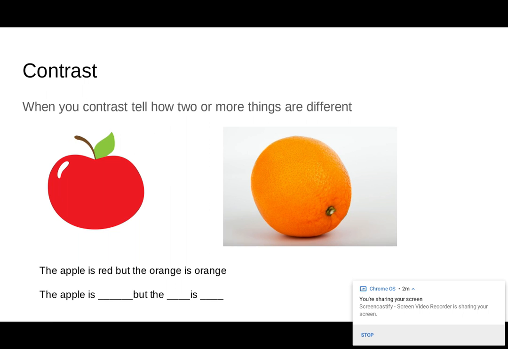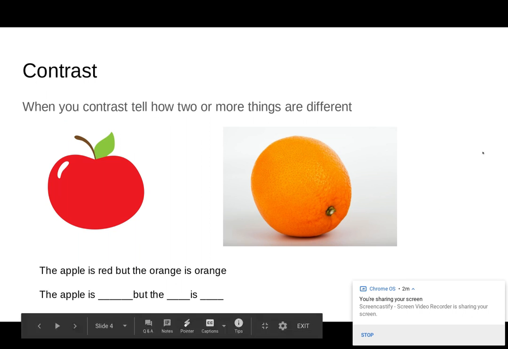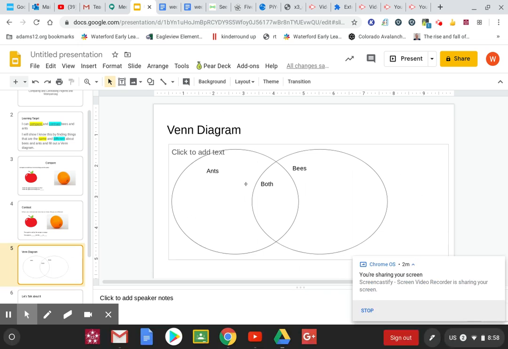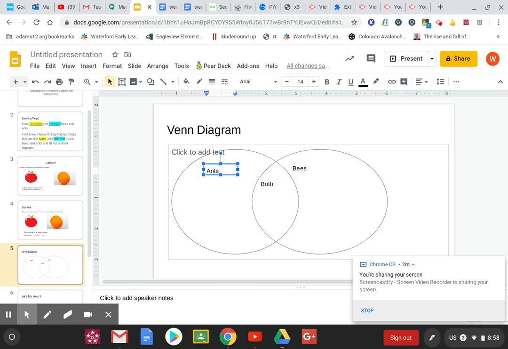The apple has thin skin, but the orange has thick skin. So there's also lots of things that are different about an apple and an orange. So when you compare, you find things that are the same. When you contrast, you find things that are different. So let's go to our Venn diagram right here and your activity this week. So this week, your job is to find things that are the same about ants and bees and things that are different.